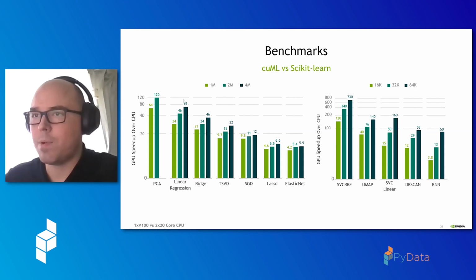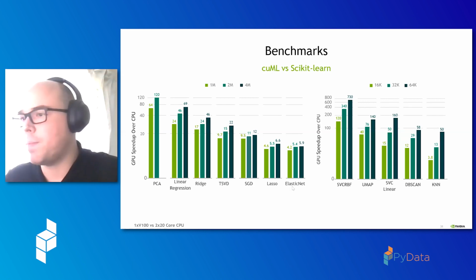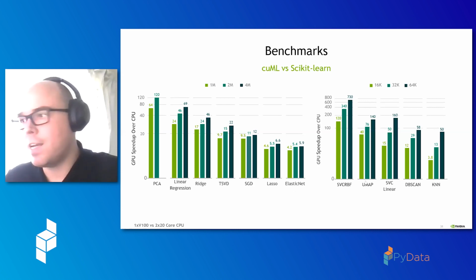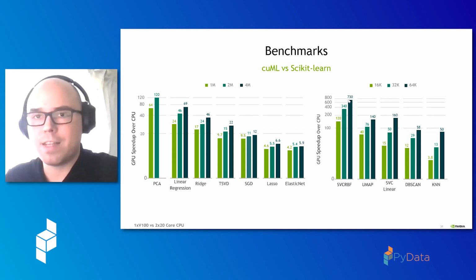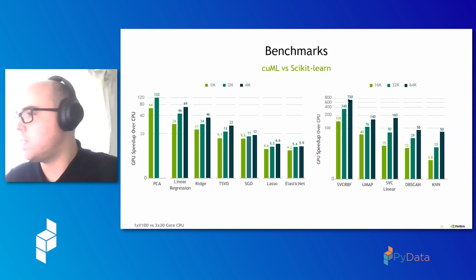For linear regression, about 69 times faster than those 2 20-core CPUs, then 46, 22, 12, 6, 5. So the mileage will vary depending on what you're executing. The acceleration will be dramatically higher for algorithms that are computationally heavy. So as you can see, the more computationally heavy the algorithm, the higher the acceleration. And in this case, we achieve 730x speed up. So this is not percent. This is 700 times faster than its CPU counterpart.